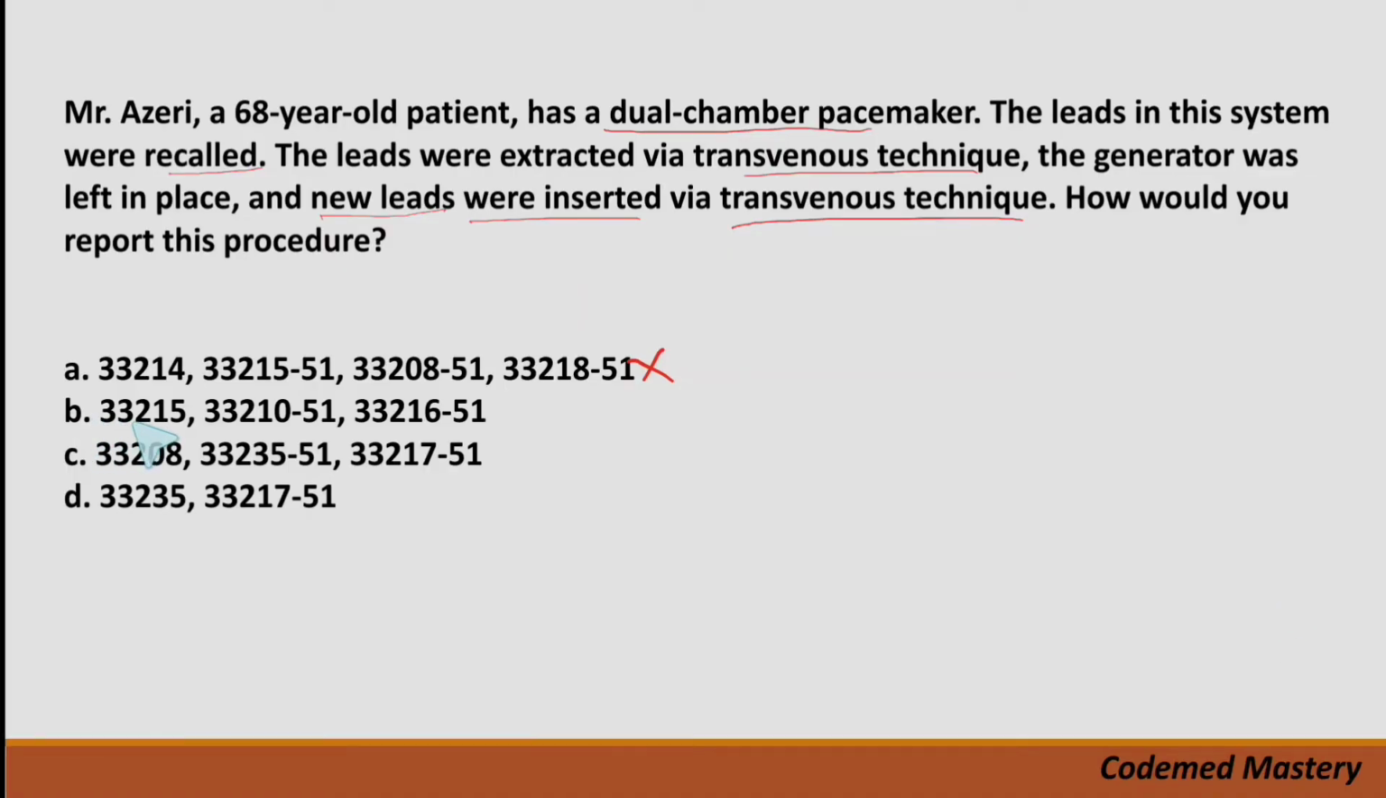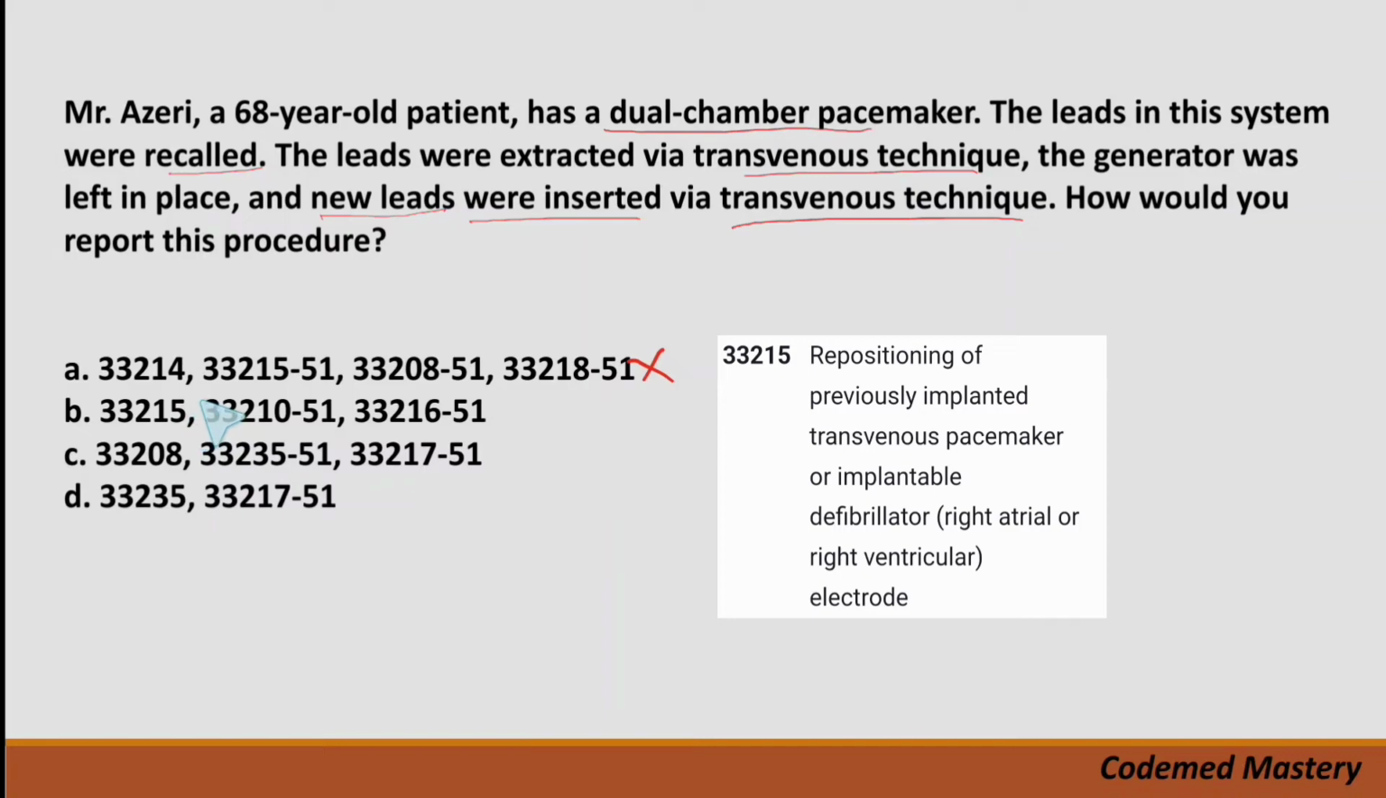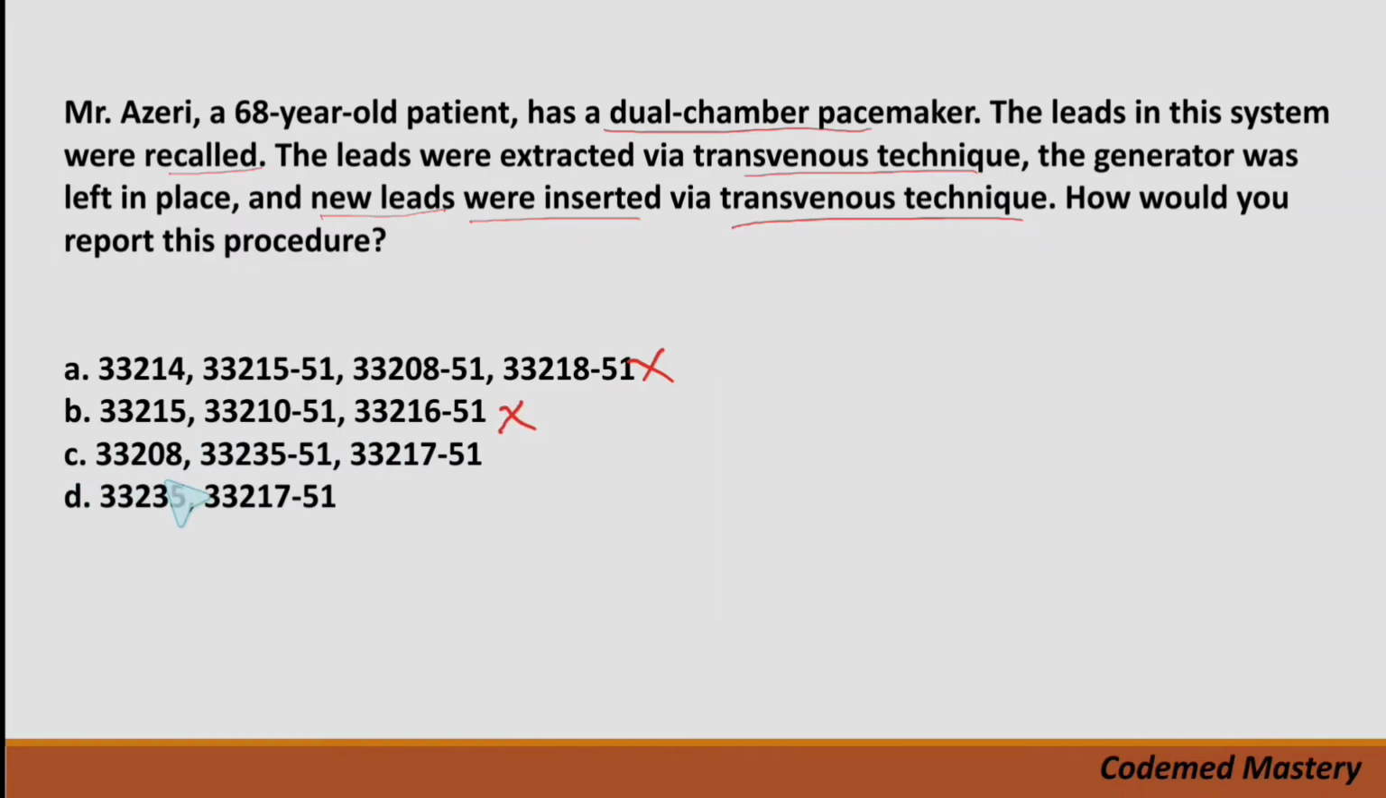Now let us check option B, first code 33215. 33215 is for repositioning of previously implanted transvenous pacemaker or implantable defibrillator. But in our question there is removal of leads and insertion of new leads via transvenous technique. So it is not repositioning of previously implanted pacemaker. Right? So we cannot code 33215 also. So we'll eliminate option B. Coming to option C, 33208.